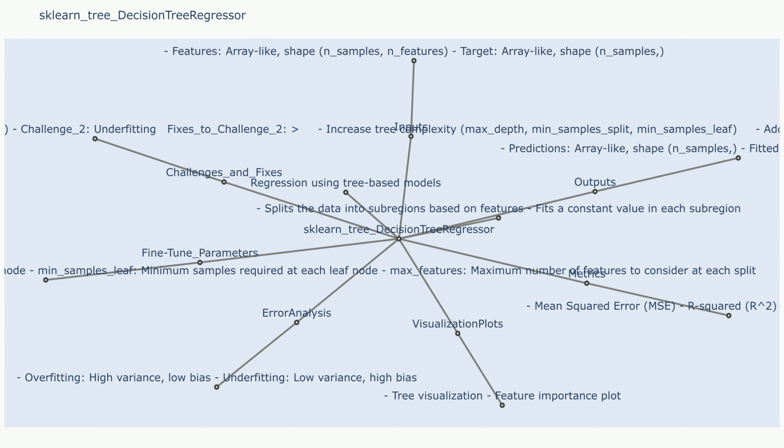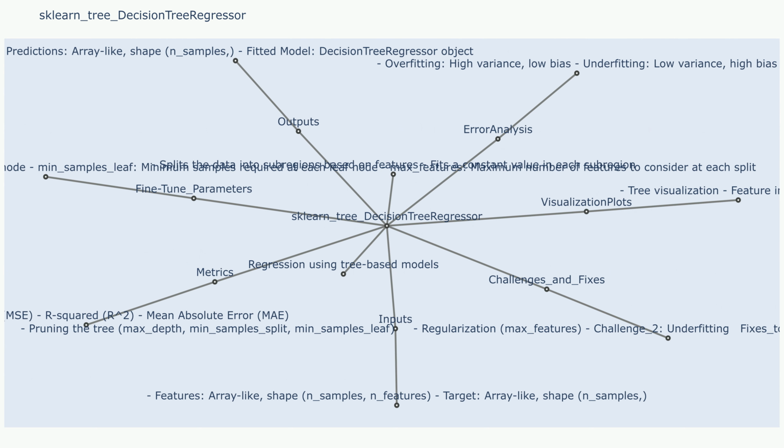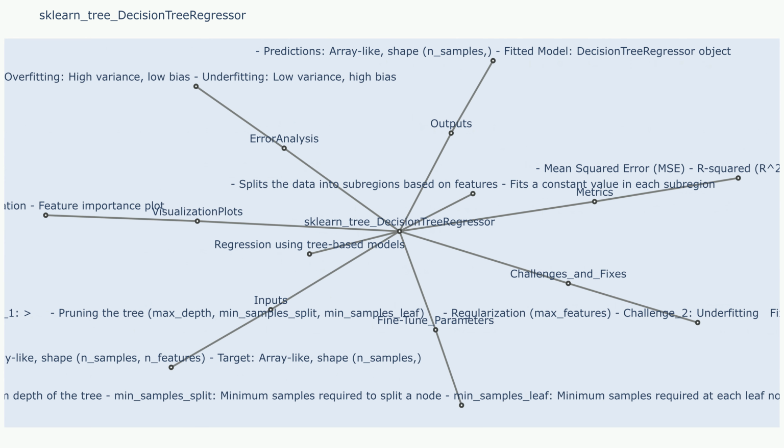Max depth limits the maximum depth of the tree to prevent overfitting. Min samples split: the minimum number of samples required to split an internal node. Min samples leaf: the minimum number of samples required to be at a leaf node. Max features: the number of features considered for splitting at each node.